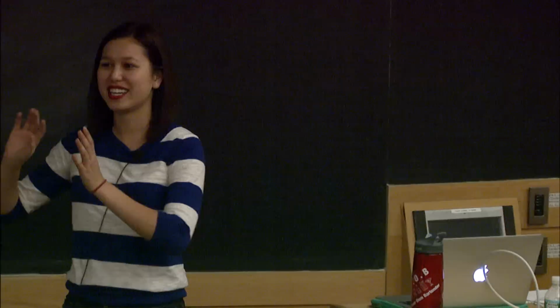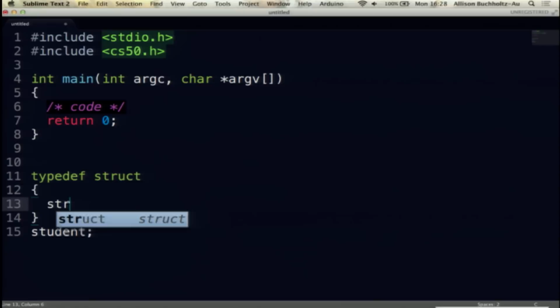A new type of struct, and we are calling it student. So after we're done creating this, for all intents and purposes, you will have a type called student. And you can think of it just as a type like an int or a float or a char. It is just another type. Okay. So in this one, what do we have? We have maybe a name. So maybe we want a string name.